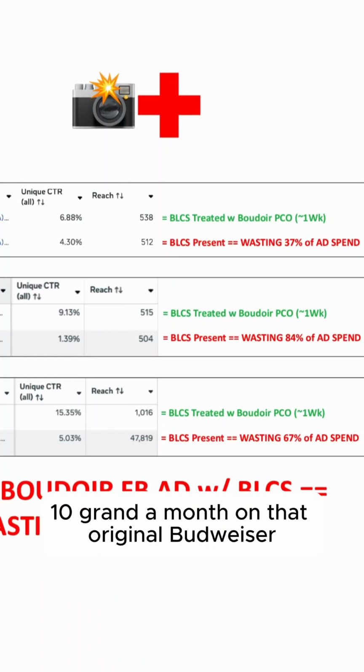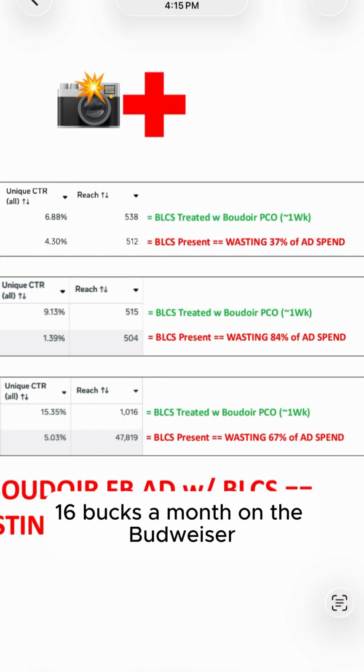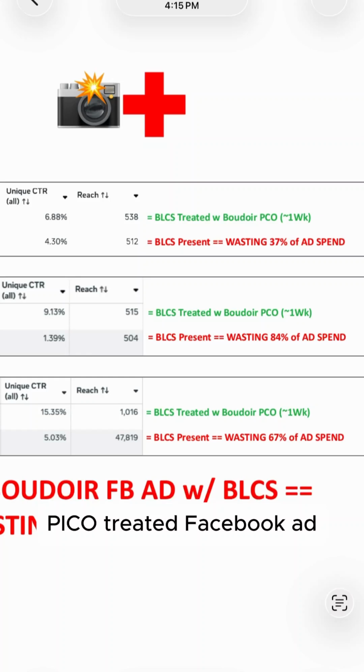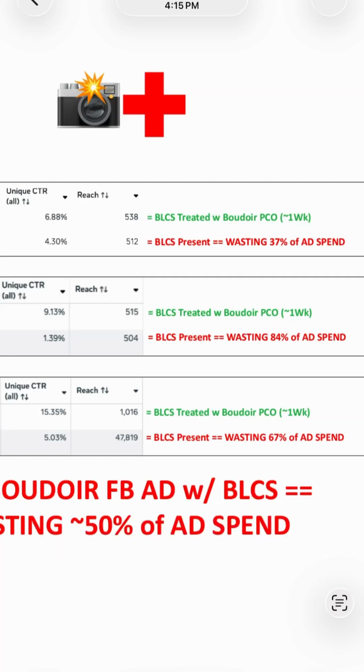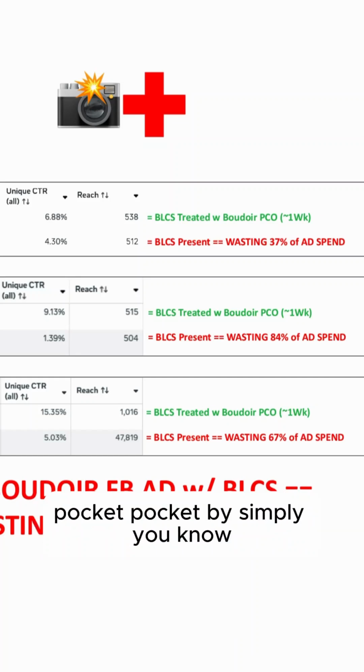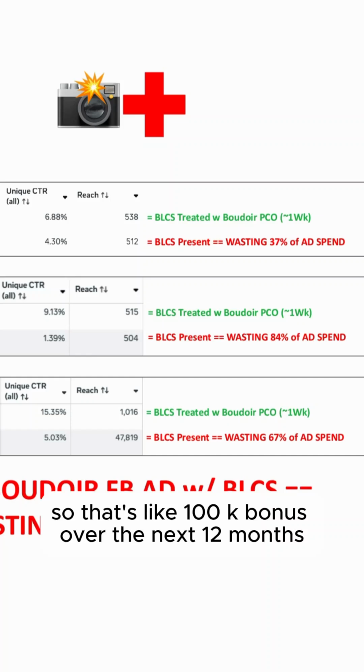So if they're spending 10 grand a month on that original Boudoir Facebook ad, now they only need to spend $1,600 a month on the Boudoir Pico treated Facebook ad, and they get their ad into the same number of women's brains in both scenarios. So they eliminate $8,400 a month in wasted Boudoir Facebook ad spend, and they actually pocket that literally $8,400 a month by simply not spending it. So it's like a 100K bonus over the next 12 months.